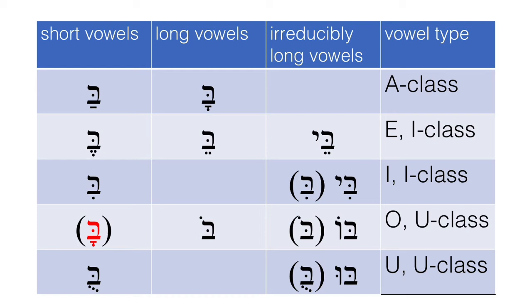For your hirek yod, you're going to pronounce it as bee, and for just a hirek, as bee.